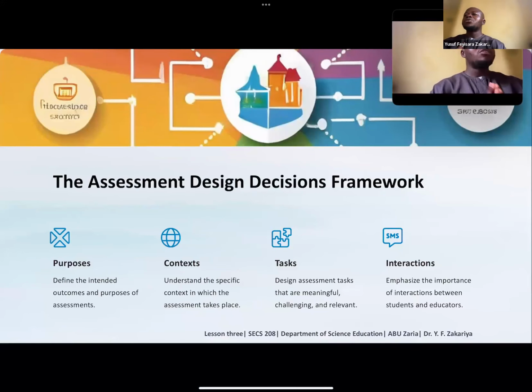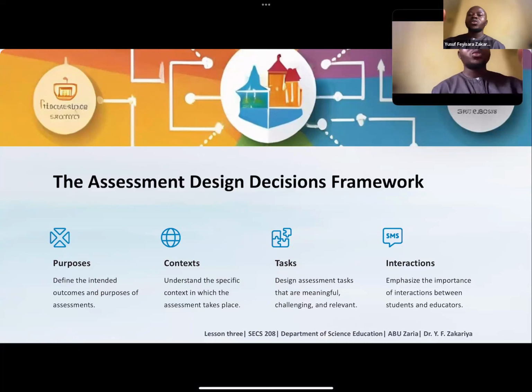Now, when you want to design your method of assessment, there is a framework which I'm going to share with you. Whenever you are designing your assessment, you need to consider some features. We call them the principles of assessment, of designing an effective assessment. But here we call it the assessment design decisions framework. There are 6 things you need to consider if you want to design a framework for assessing your students.